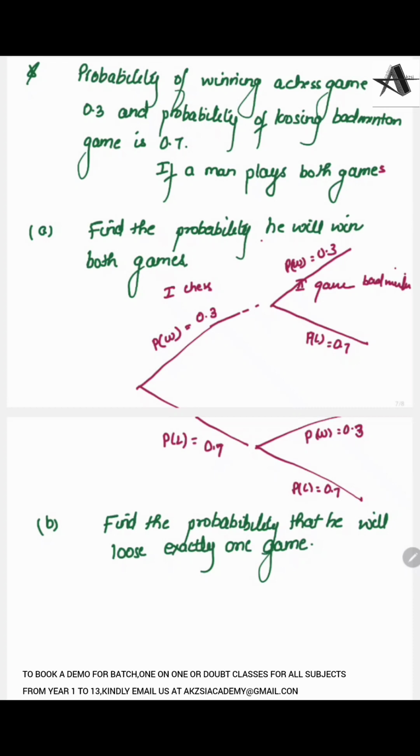Now let me do the question that they asked you. Find the probability that he will win both the games. That means he will win chess and he will win badminton. So I will choose winning chess and leading to winning badminton. So 0.3 times 0.3, that will be 0.09. This is the probability of winning both the games.